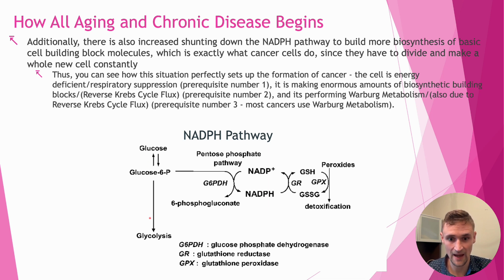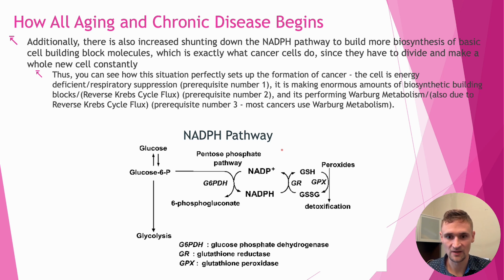So instead of that happening, when this entire pathway gets backed up, this glucose 6-phosphate molecule, which is the first molecule in the step after glucose, can't go through the rest of the pathway because the entire rest of the pathway is backed up. So what it has to do instead is it gets shunted into this NADPH pathway. And what that does is it creates a ton more biosynthesis of these basic cell building block molecules. And the problem with that is that's exactly what cancer cells do.